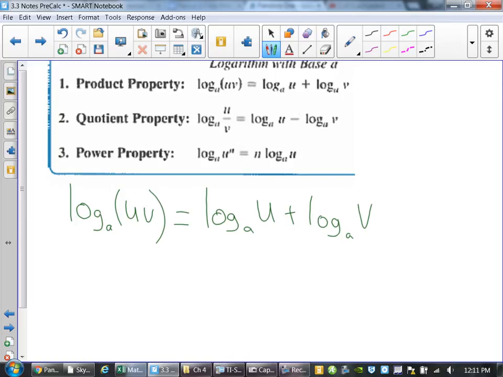That was one of the properties, conveniently called the product property because you are multiplying. Quotient property is the log base A of U divided by V. Well, that's just when you're subtracting.